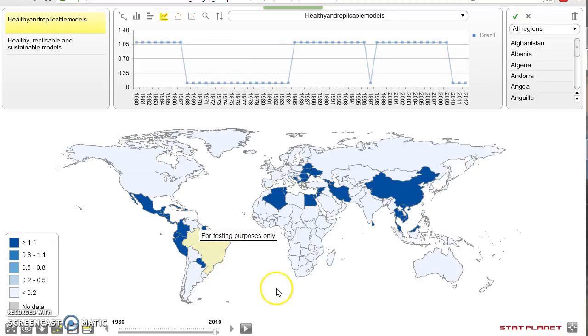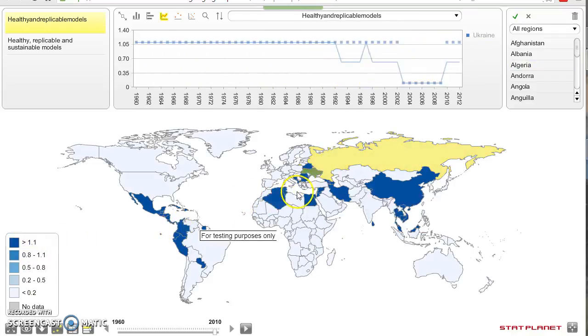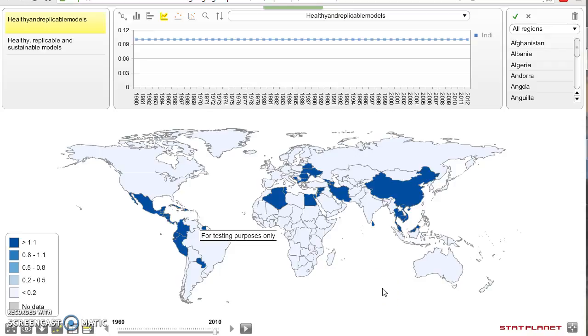What this means is that we have selected countries that here have a code number of over 1, while others have a code of under 1. Now, the countries here in this dark blue color are countries that are healthy and replicable models. What that means is these countries had at the given time a life expectancy higher than the world average, while the GDP per capita, reflecting the use of resources, was below world average.